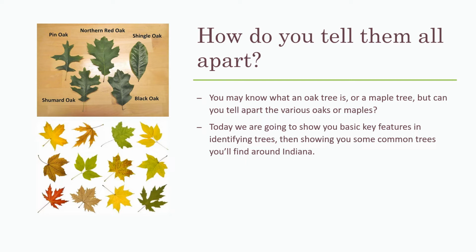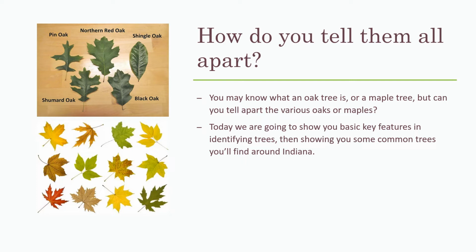Did you even know there were different kinds of oaks or maples? Well, today you'll learn. In the top left image, you'll see different kinds of oak tree leaves. They all have their own unique shape, their own unique features that help people distinguish them to know what species they are. Same with the bottom left image, which shows various types of maple leaves.